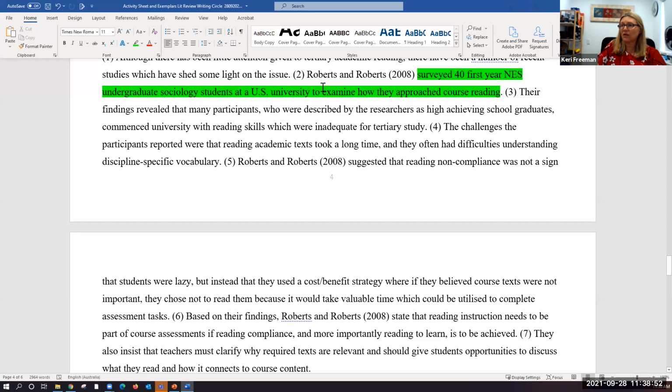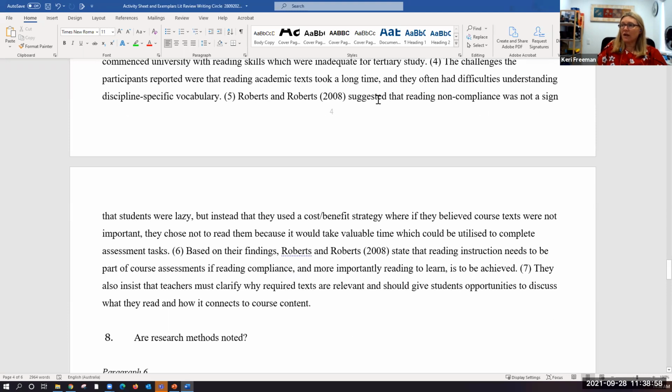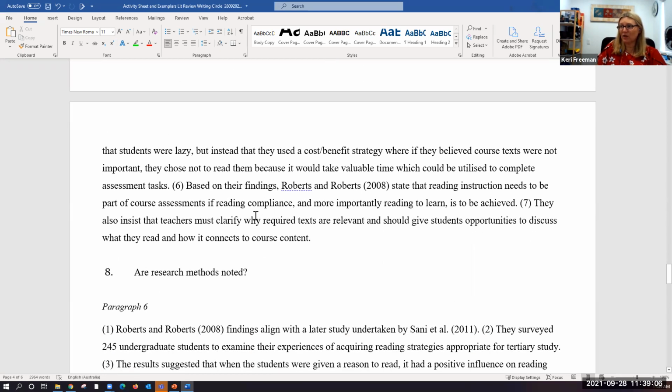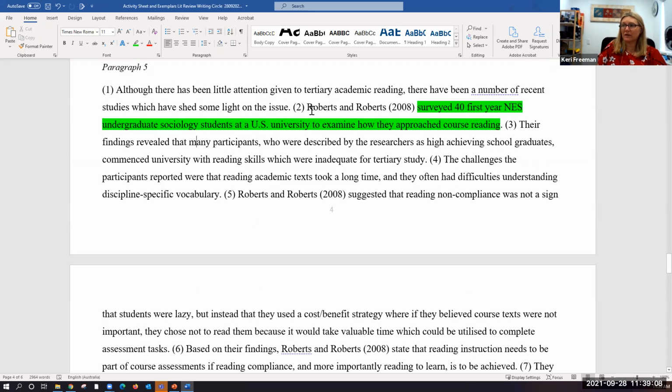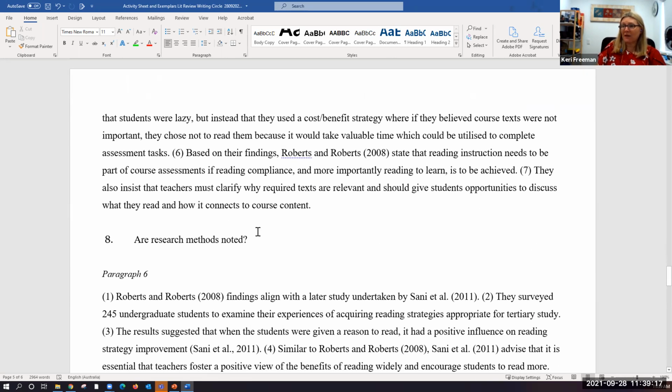They did a survey. The findings revealed, the participants reported specific challenges, and then they had a suggestion that they weren't lazy, they were using a cost-benefit strategy. And then it goes along. So do we think that this is an important study in the scheme of the previous studies? Looks like it, doesn't it? Because there's a whole paragraph on it. And the research methods are definitely noted.